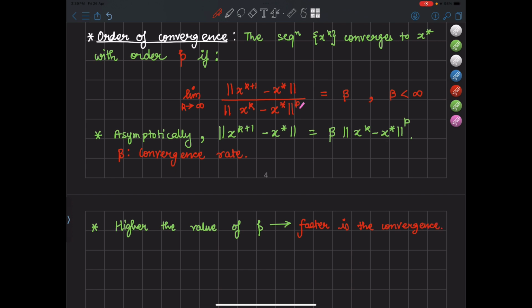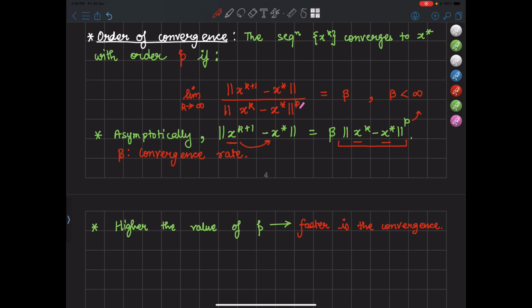So let's say xk and x star are close together, such that the norm is less than 1. If it is raised to the power p, this whole value shrinks. So the higher the value of p, the lower this value is, and hence xk plus 1 is closer to x star. I hope that makes sense. So the higher the value of p, the faster the convergence.